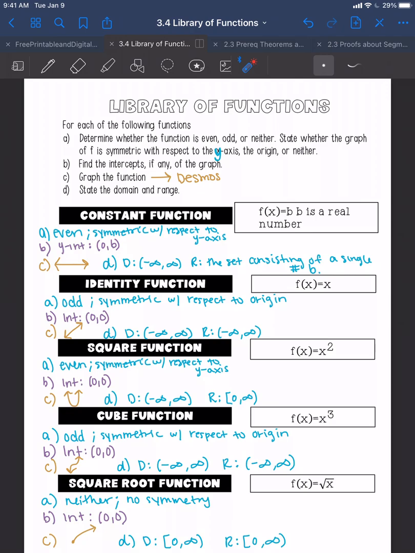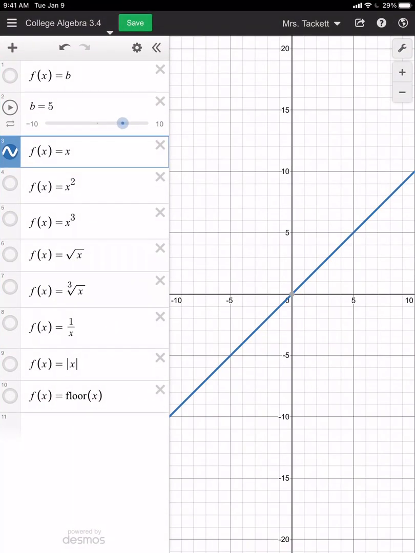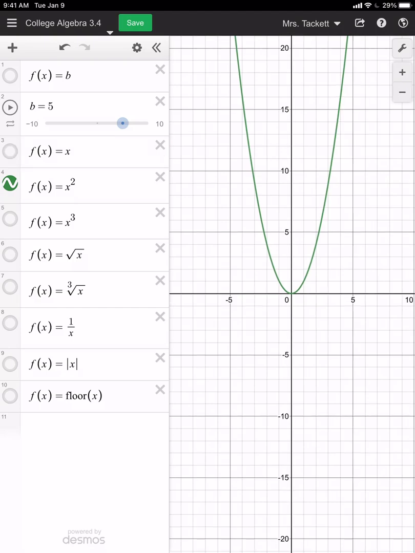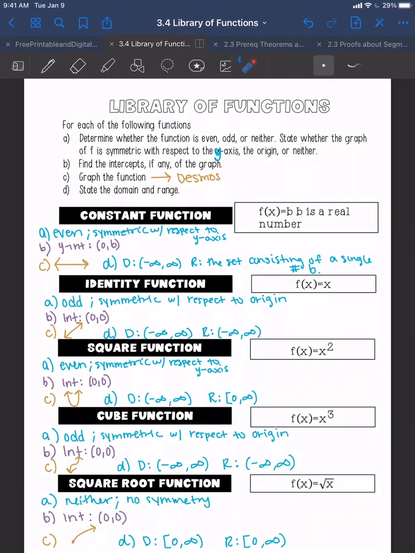Next, we have the square function, so f of x equals x squared. You should know that that's a parabola. We do have an intercept there of 0, 0. It is symmetric on both sides of the y-axis. So it's even, symmetric with respect to the y-axis, has an intercept at 0, 0. Its domain is negative infinity to positive infinity. And its range, the smallest y value was 0, and that was included, so 0 to infinity.